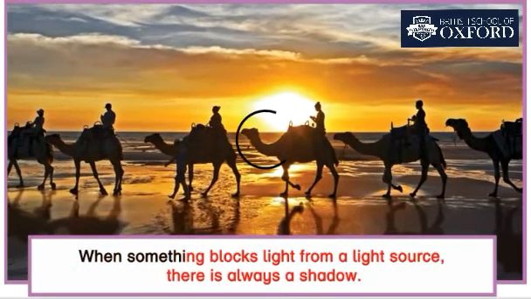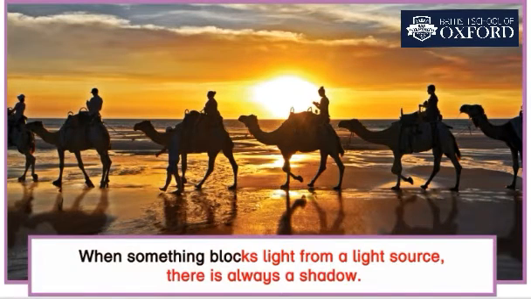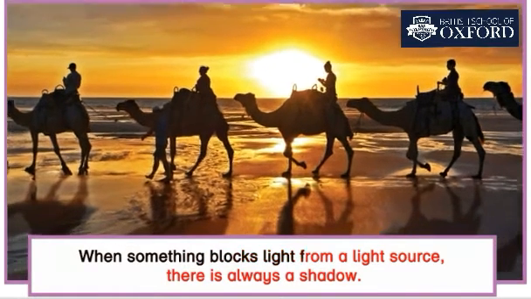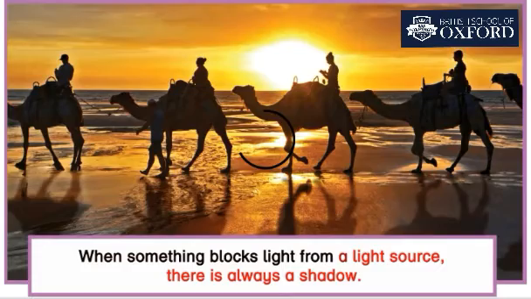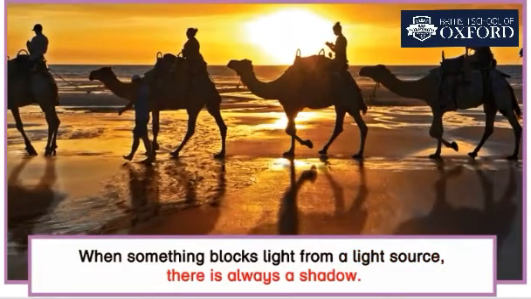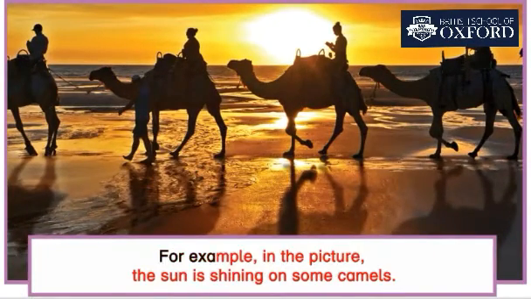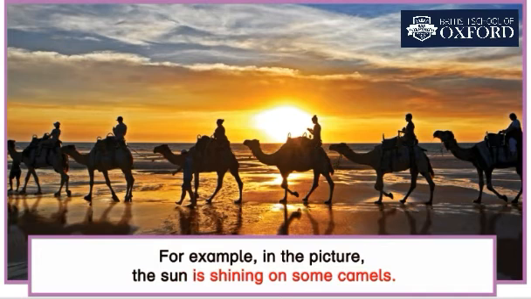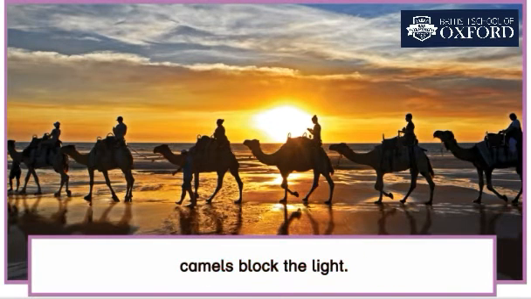When something blocks light from a light source, there is always a shadow. For example, in the picture, the sun is shining on some camels. The camels block the light.